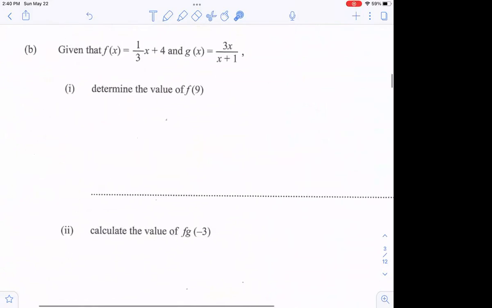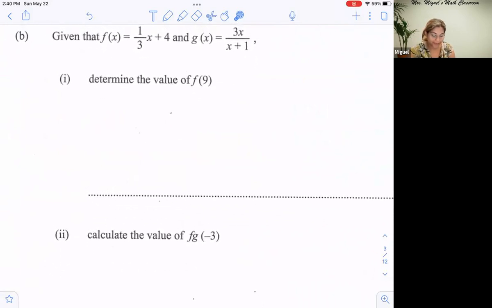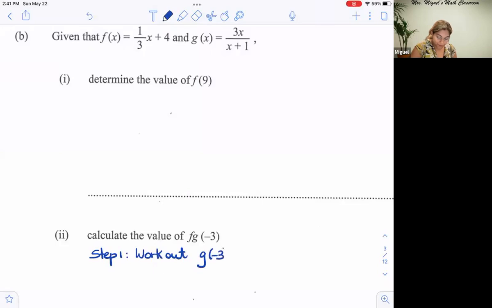All right, let's go. We want to find the value of f of 9. So without me giving you any hint, you do f of 9 and you find f of g of minus 3. So step 1, work out g of minus 3. When you get the answer, you put in the inner in the outer. So step 2, you're working out f of the number that you get here. Go ahead, try it.